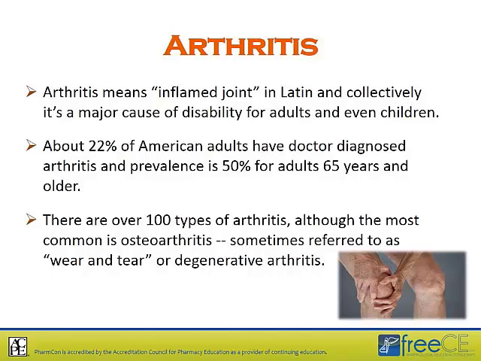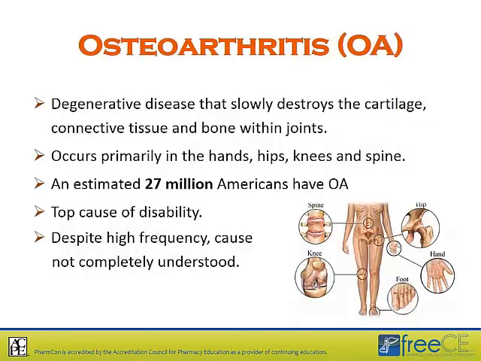There are at least 100 types of arthritis, but the most common type is osteoarthritis, sometimes referred to as the wear and tear type or the degenerative type of arthritis. Osteoarthritis, often abbreviated simply as OA, is a degenerative disease that slowly destroys the cartilage, the connective tissues, such as ligaments and tendons, and the bone within joints, in particular the ball and socket joints, such as the shoulder, the knee, and synovial joints in general, which are prevalent in the spine.